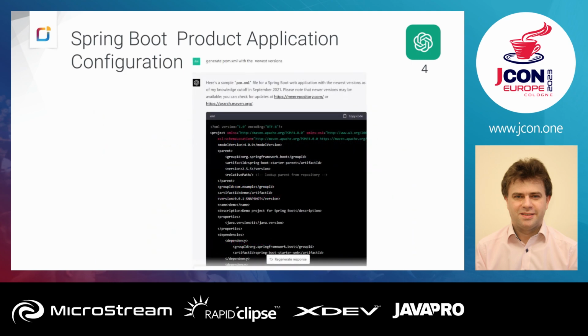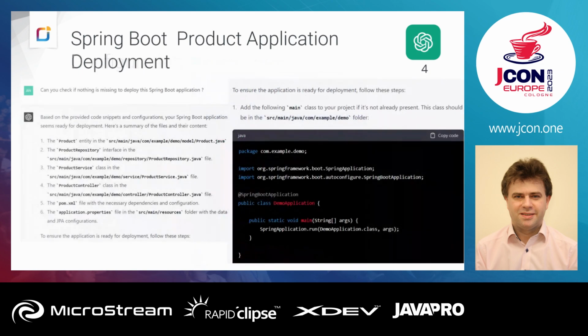You can also ask to generate the POM XML if you don't go directly via Spring Initializr. They also generate it, but you need to know that it will not be the newest version of Spring, because ChatGPT-4 is trained with data until September 2021, so they don't have any knowledge of versions after that. But anyway, that's something that you can change.